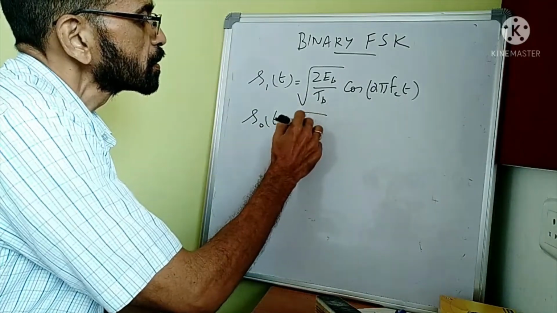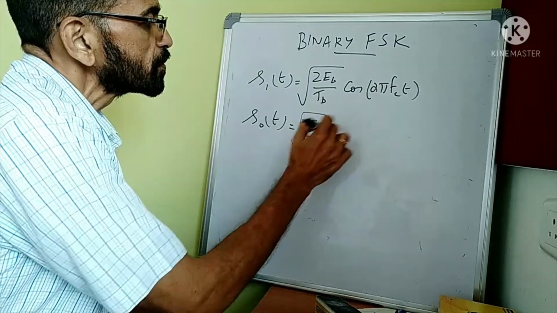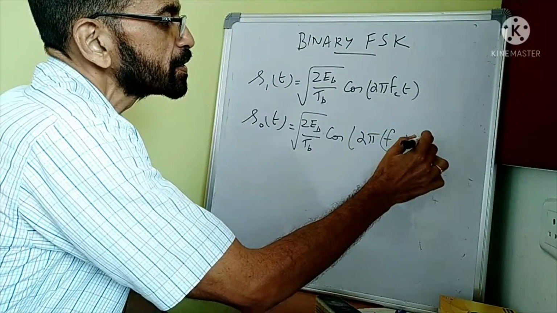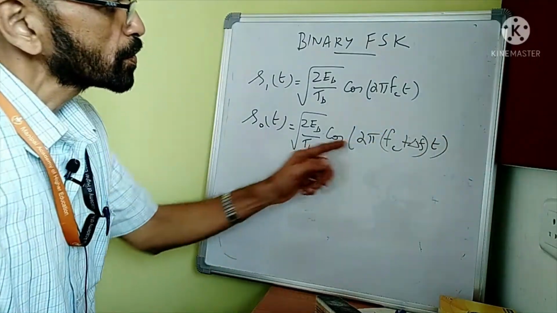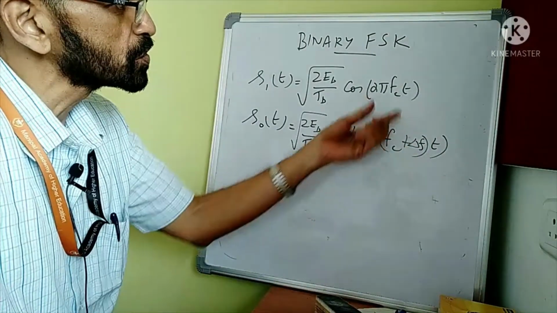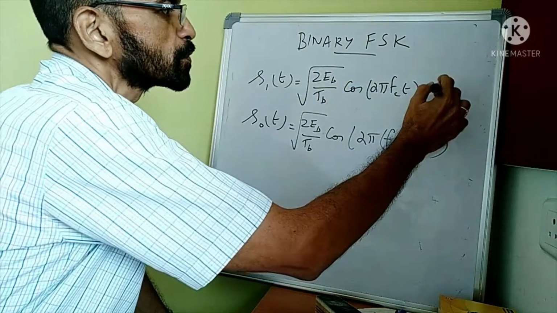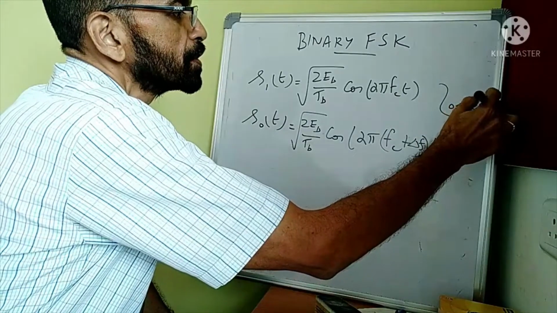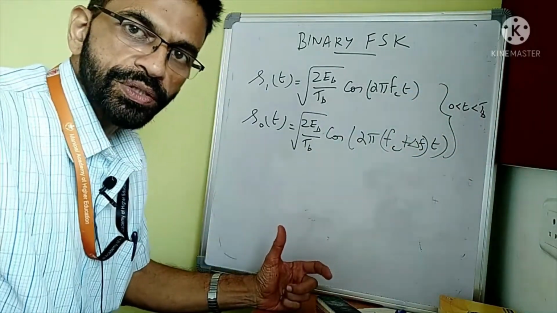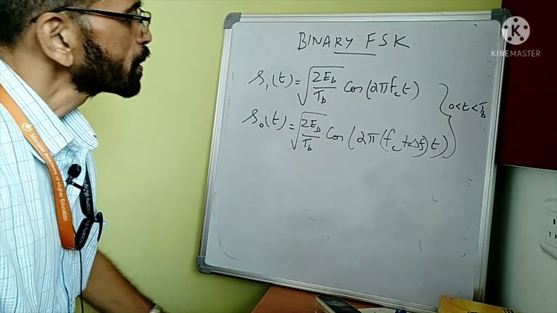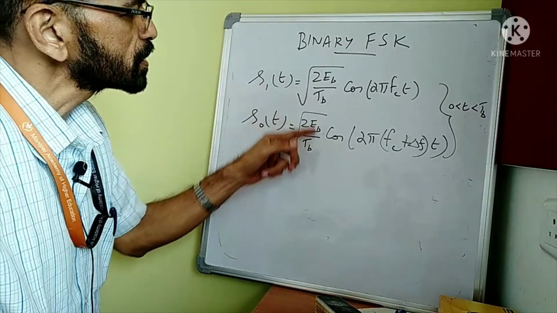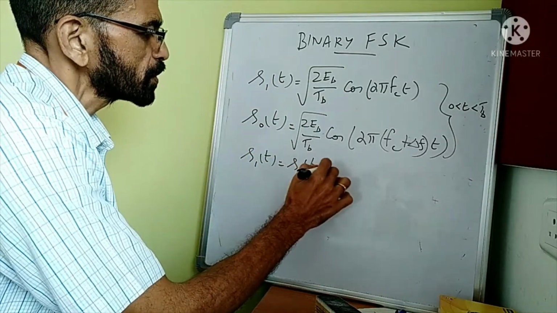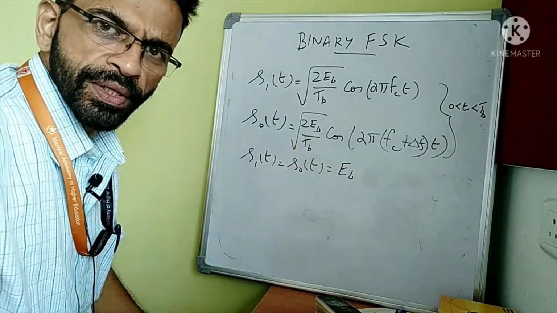And that difference in frequency is depicted like this: cos 2 pi fc plus delta ft. So delta f is the deviation in the frequency, and of course the signals are in an interval TB. TB is the bit duration, or the bit interval, or the signaling interval. And as you can see, the energy of S1t is equal to the energy of S0t, equal to EB.